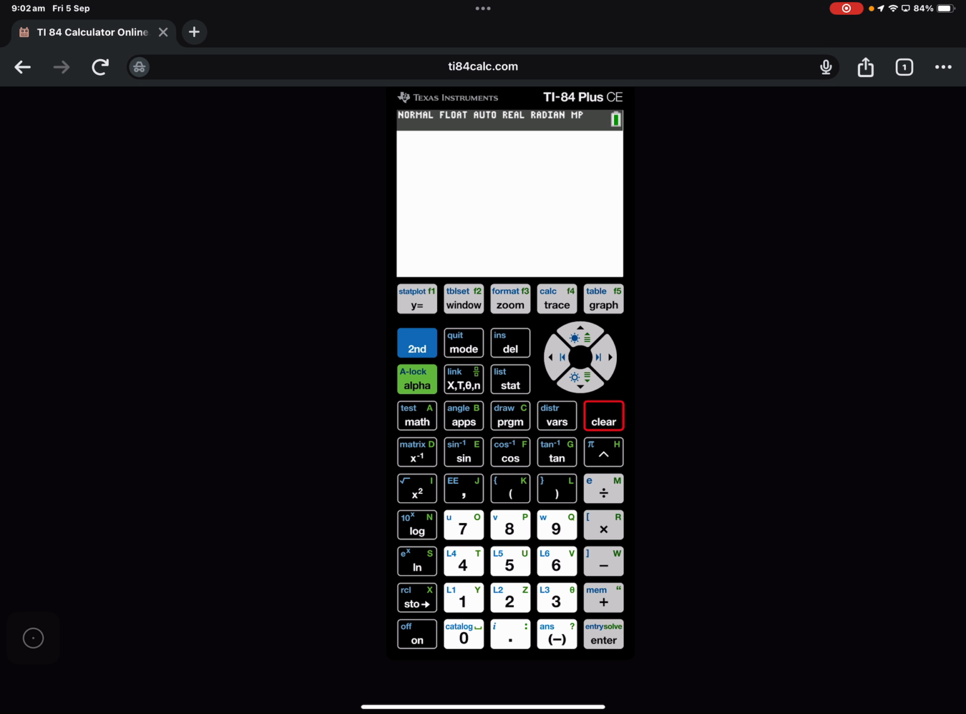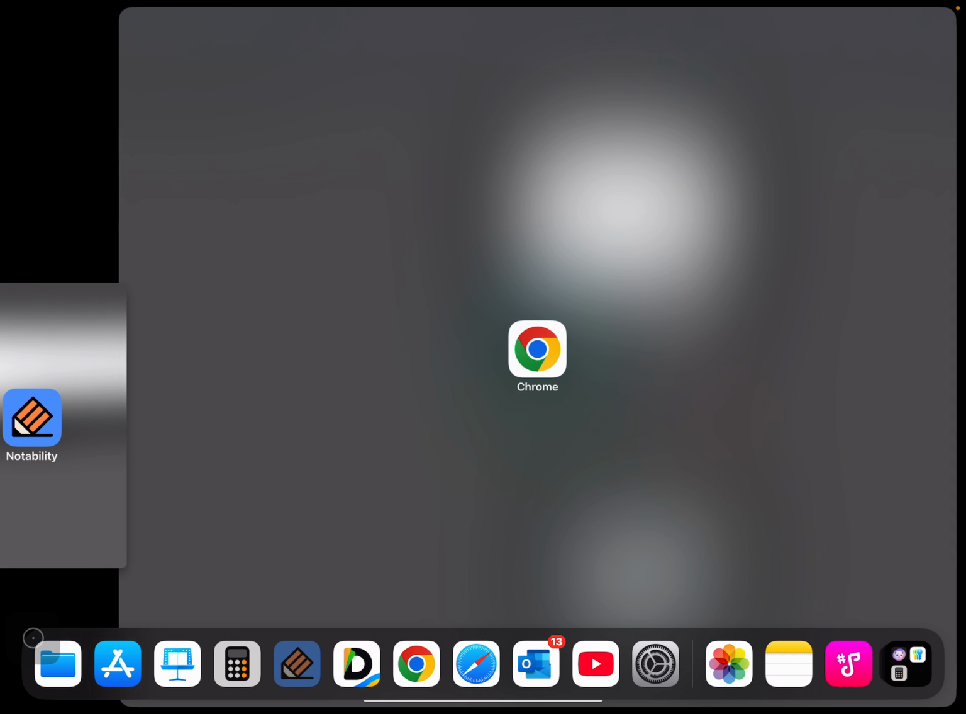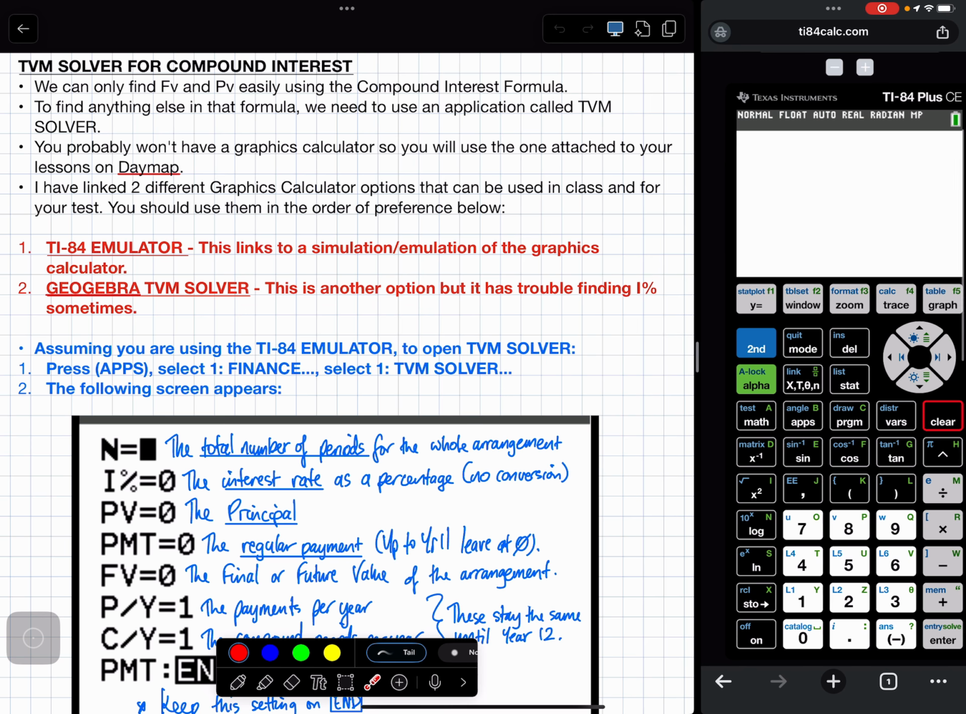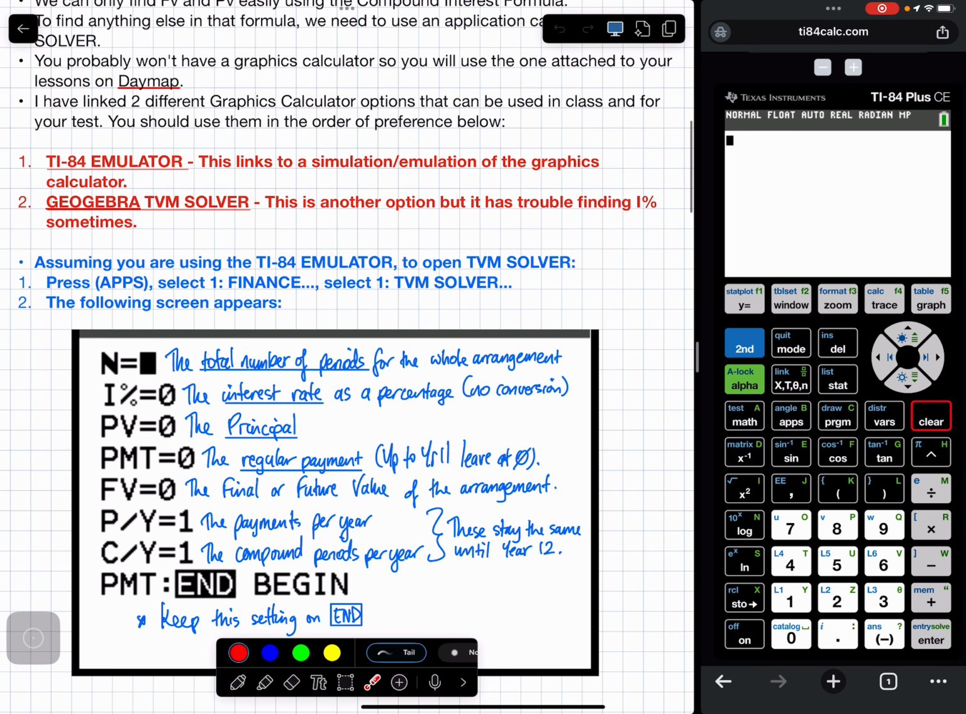What I'm using it for today is, so I'm going to open both at the same time. So the notes will be a little smaller. Just make sure that you've got the graphics calculator open. I want to show you how this app called TVM Solver works. So can you press on the calculator the apps button here? Can you press that apps button there, down to the right of the alpha button, in green?